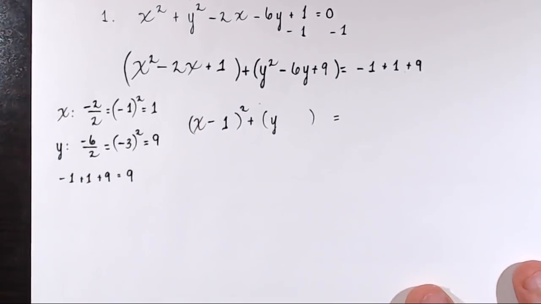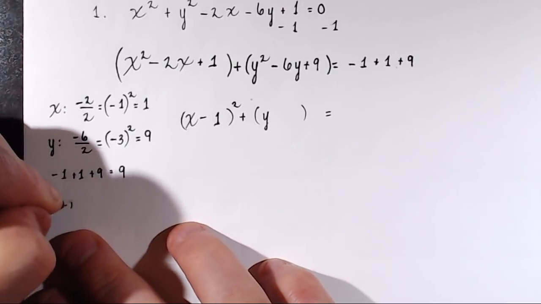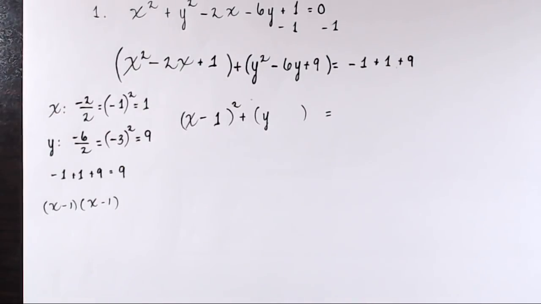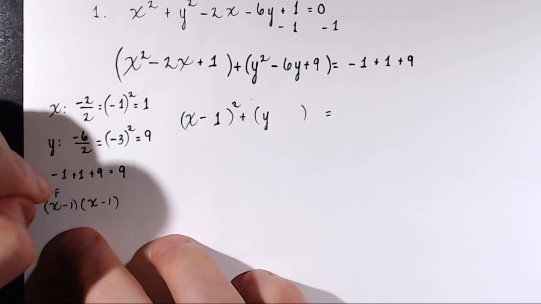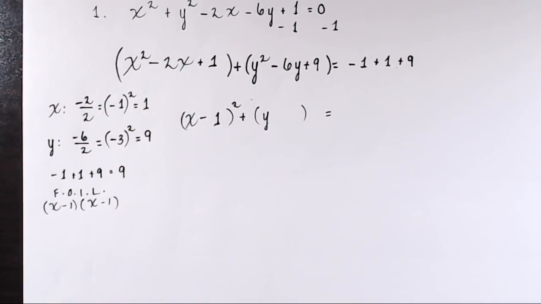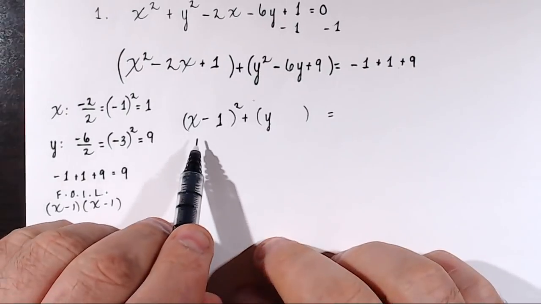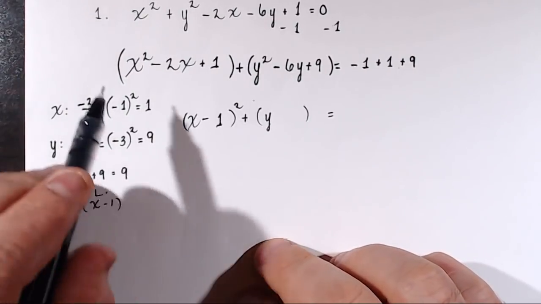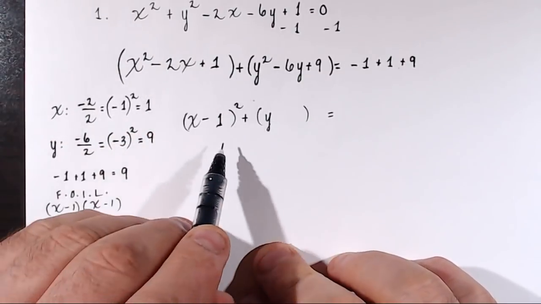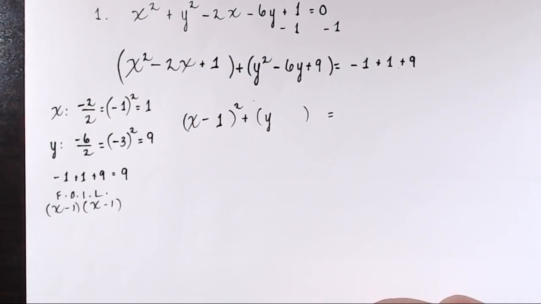If you don't believe me, you can check. You take x minus 1 times x minus 1 and see what you get. And we'll use the FOIL method, F-O-I-L, first, outer, inner, last, to see what we get when we expand this binomial. This is a binomial. There are two terms here. This is a trinomial. There are three terms here. We've turned a trinomial into a binomial, and now we're going to expand that binomial by using FOIL.